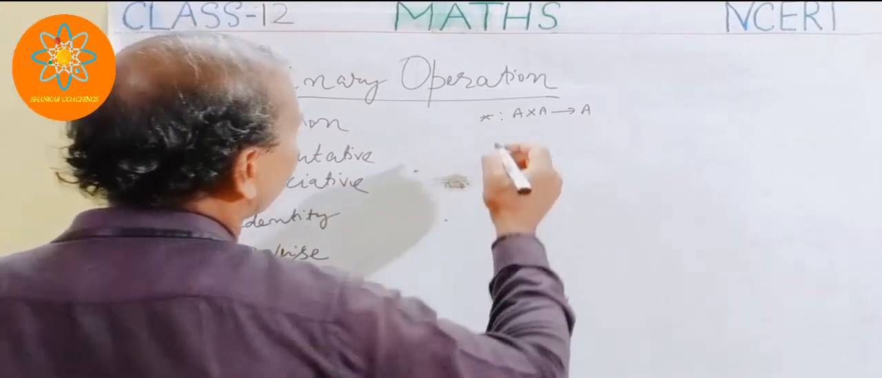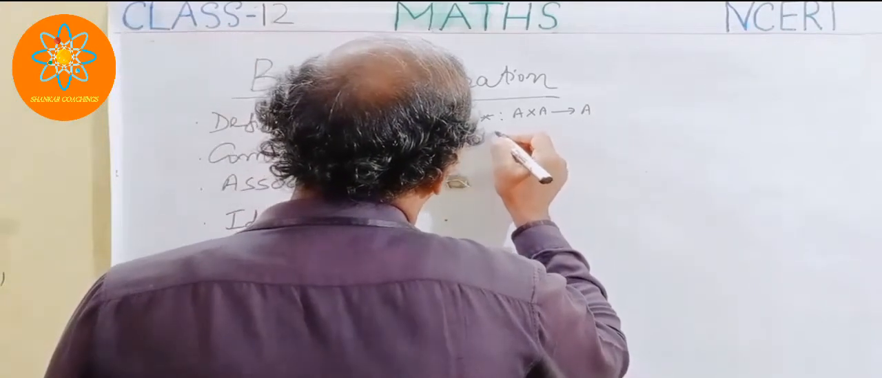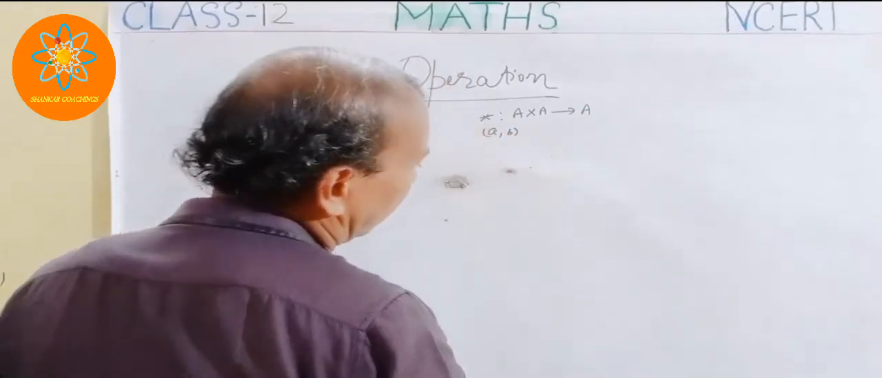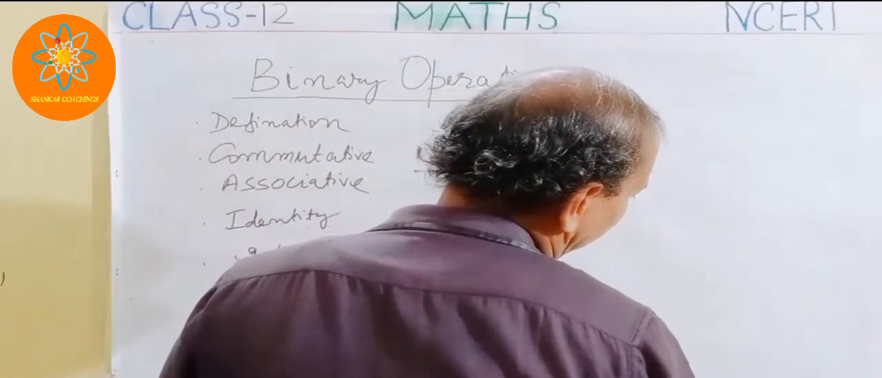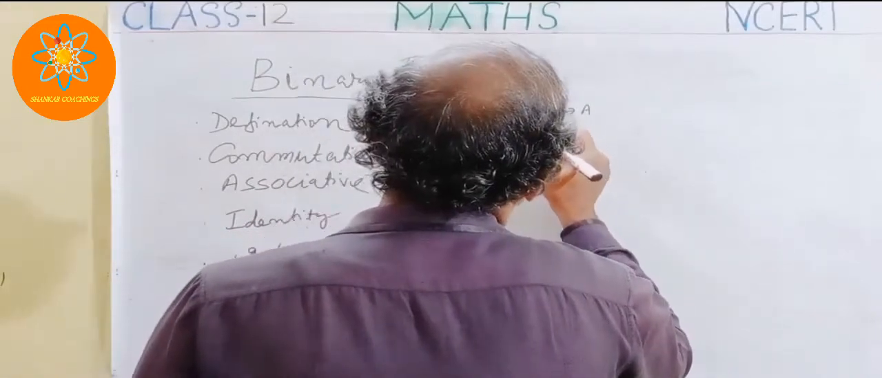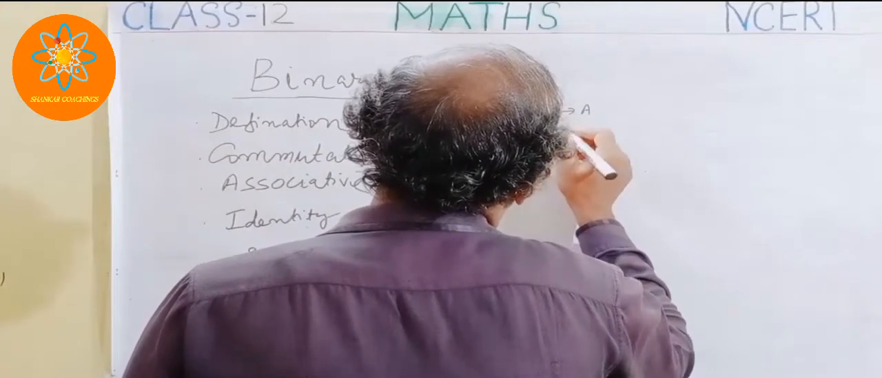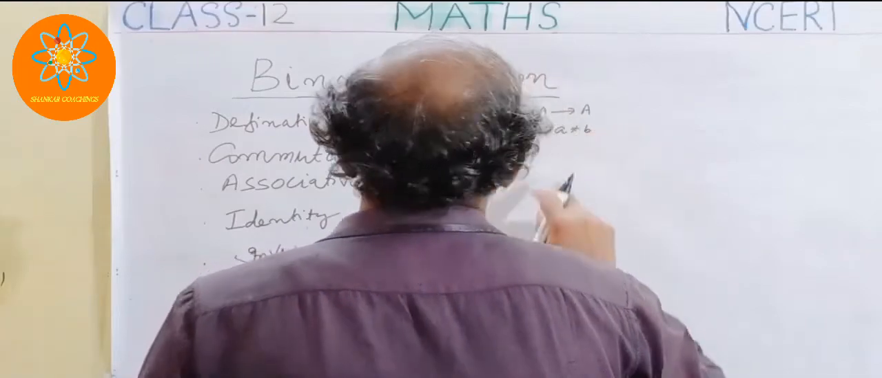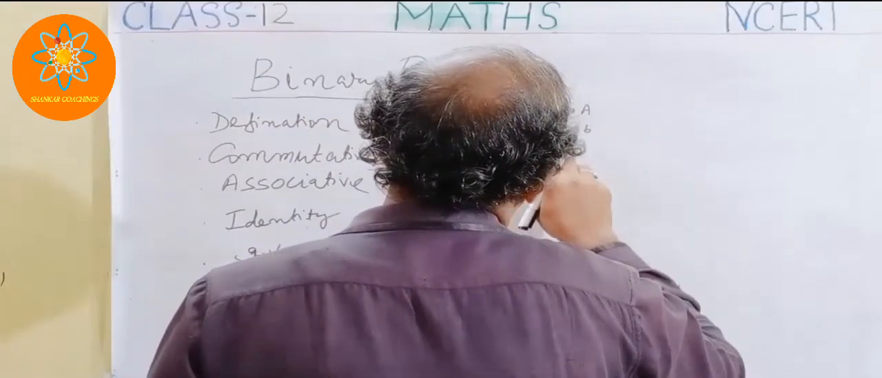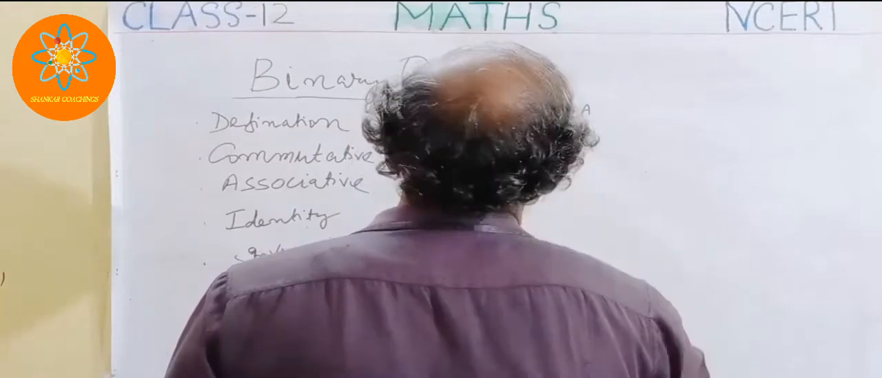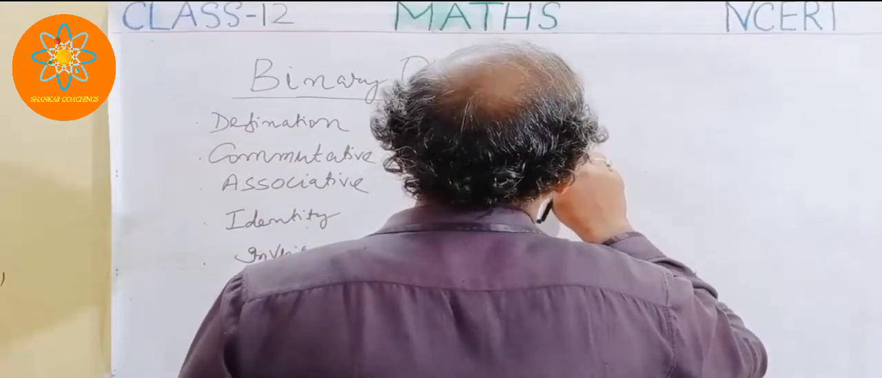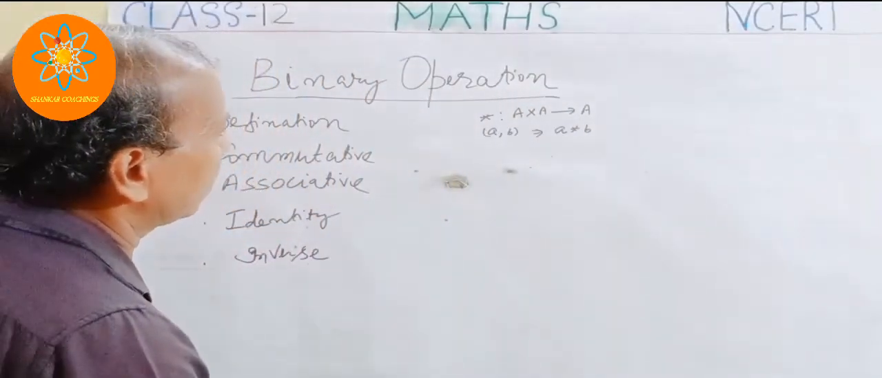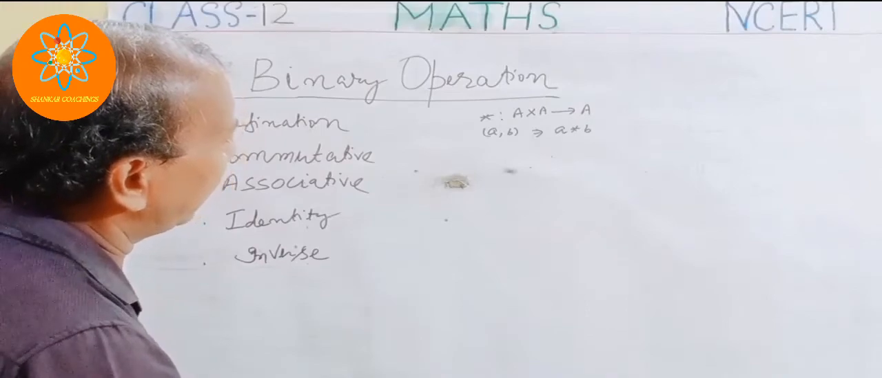So let's suppose the ordered pair is A and B. For the binary operation, we denote this as A star B. So this will be the binary operation between A and B. Now this star may be plus, it may be minus, it may be multiplication, division.